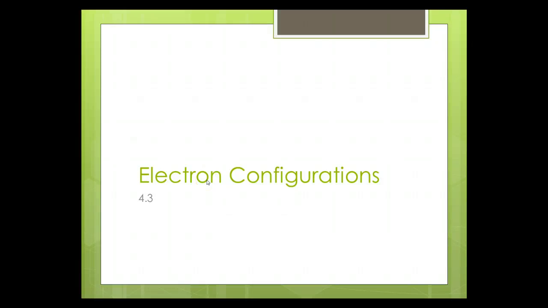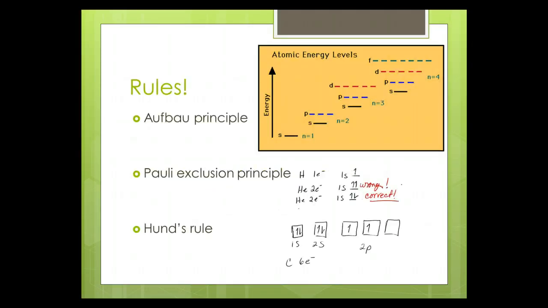Okay guys, last portion of this chapter, electron configurations. Of course we have rules when it comes to electron configuration. The first one's called the Aufbau principle, and that just means filling up in German. It means we fill the lowest energy level first. So n equals 1 has to be completely filled before we can go to n equals 2.